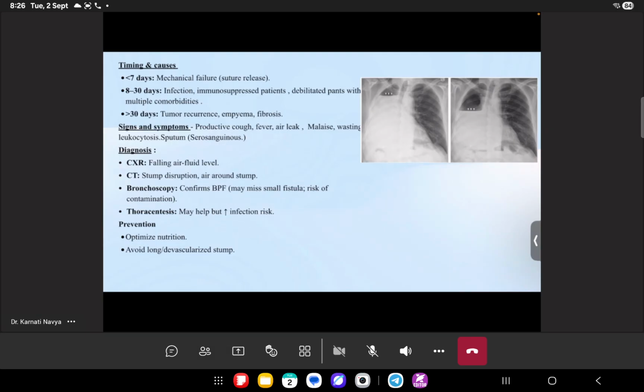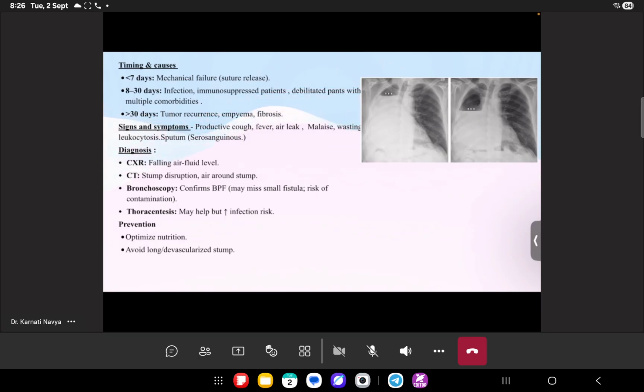Diagnosis is by the falling air fluid level. You can see on the right side, the first X-ray has a lesser amount of air and fluid, whereas the air fluid level drops in the second X-ray. CT shows stump disruption or air around the stump. Bronchoscopy confirms the bronchopleural fistula. It may miss small fistulas, with risk of contamination. Thoracocentesis may help, but also it has an increased infection risk.